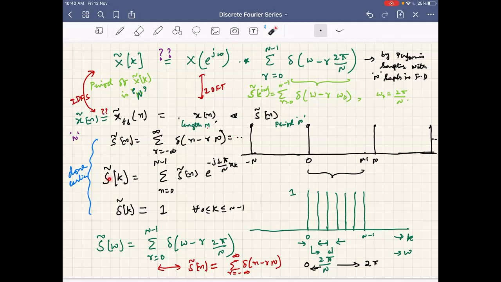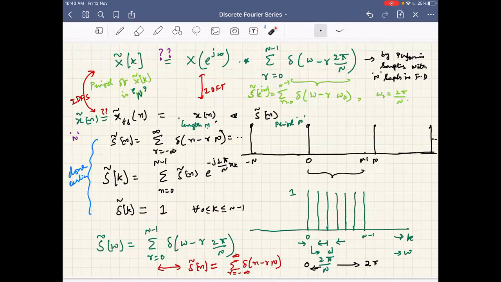If I find the DFS for this, what I get will be DFS equal to 1 for 0 to n minus 1. Why do I need this? For 0 to n minus 1, S tilde of k, if I write S tilde of omega now, corresponding to this, see what will happen.